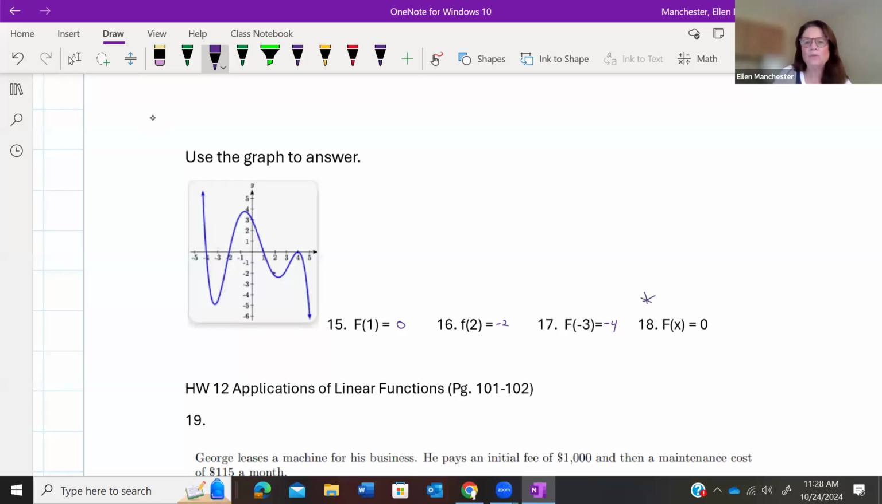And this one is what gets people more often than not. This means when the y is 0, right? So f of x is just another way to say y. Well, you have to really pay attention. y is 0 here, here, here, and here. So there's going to be more than one answer with this one. So you're finding x. So x is -4, -2, 1, and 4. So it's all of them.